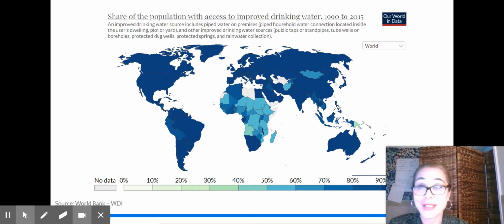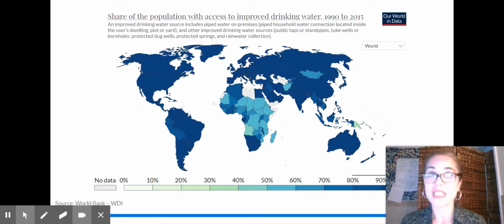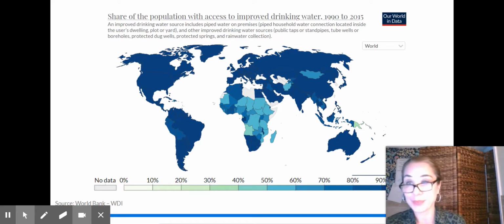Access to clean drinking water may be something that we take for granted, but in some places, few people have access to sanitation or indoor plumbing and clean water. And so life expectancy will be affected by the fact that diseases like cholera, diarrhea, dysentery, hepatitis A, and typhoid are more prominent as a result of having less access to clean drinking water.